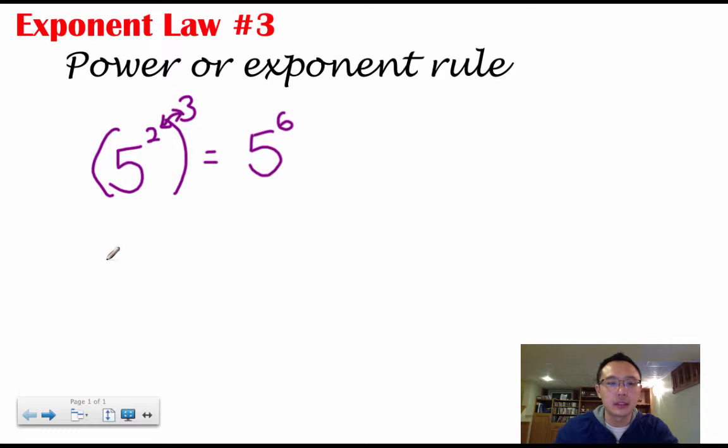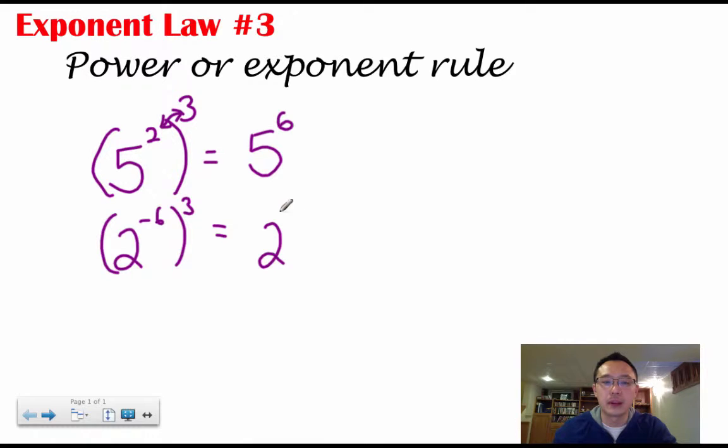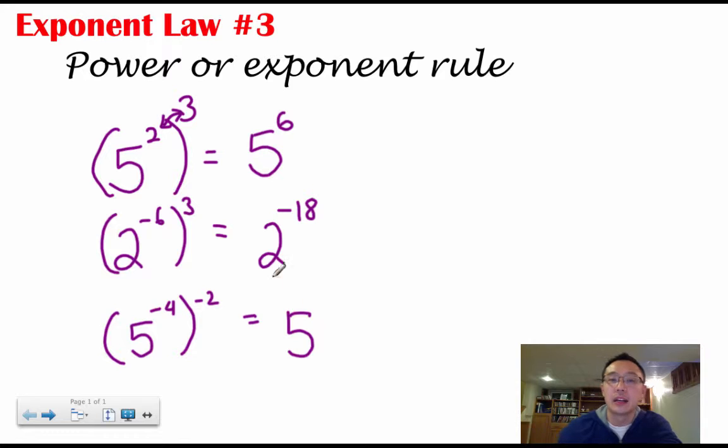Or if you have another one that looks like, say, 2 to the power of -6, and then to the power of 3, this simply becomes 2 to the power of -18, because you're just multiplying those two numbers together. Another example, I'll keep using 5 here: 5 to the power of -4, and then to the power of -2. The base is the same, so 5. And since these two numbers are multiplied together with the negatives, this becomes +8.